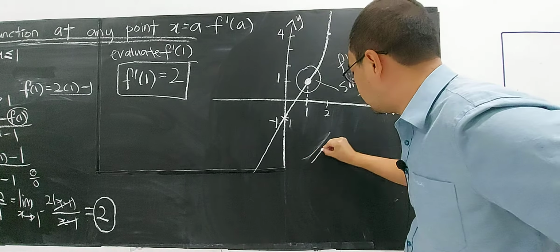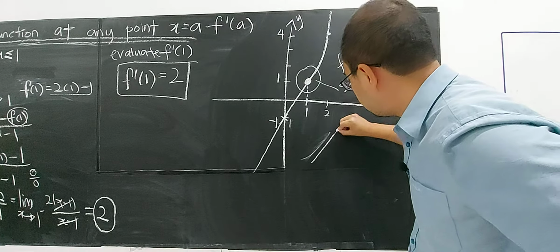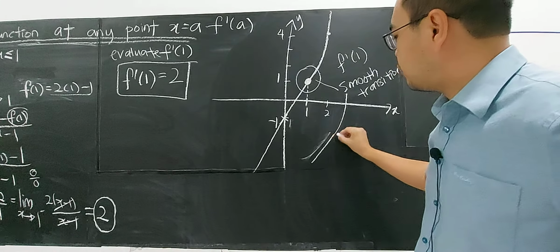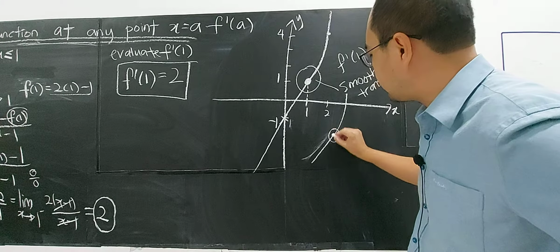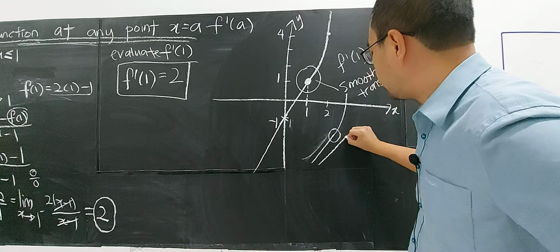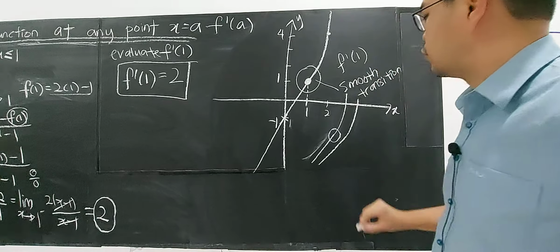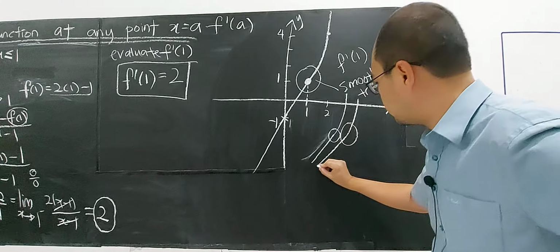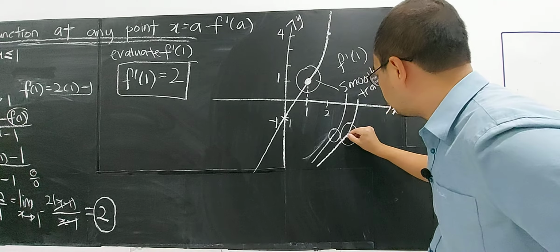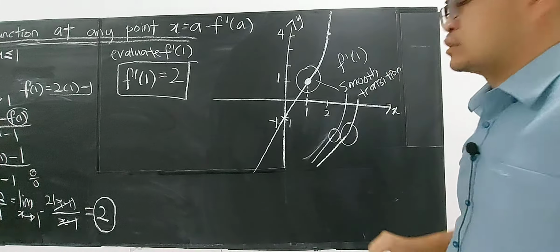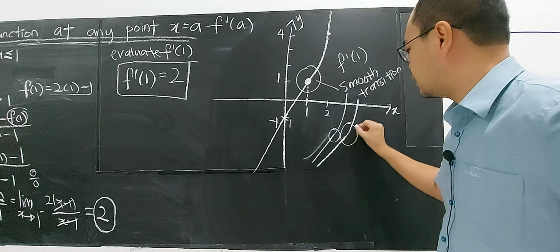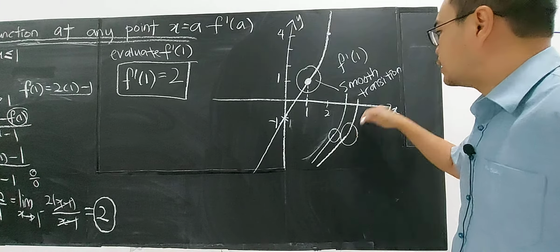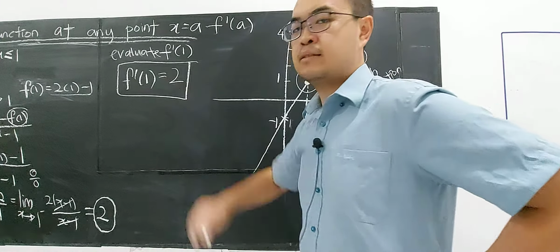Means that from linear to quadratic, it's like nothing ever happened. It's very smooth. If you look carefully, this is a smooth transition from linear to quadratic. So it's a smooth transition, means this line is very smooth. That's why f prime 1 exists.